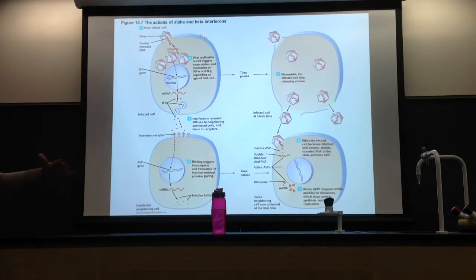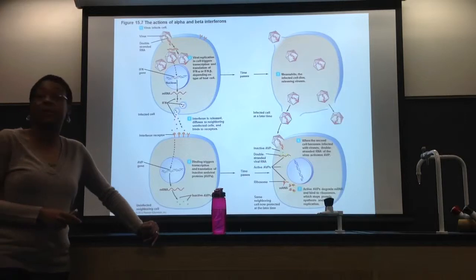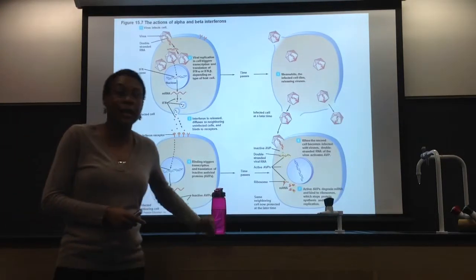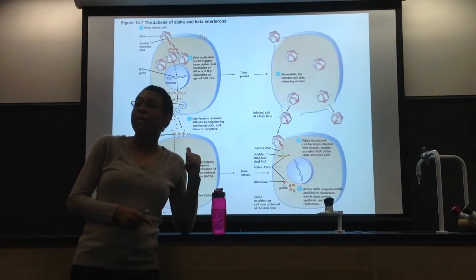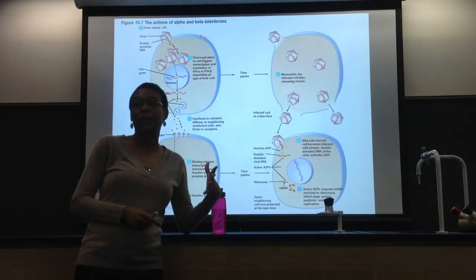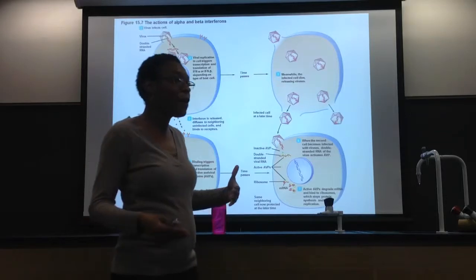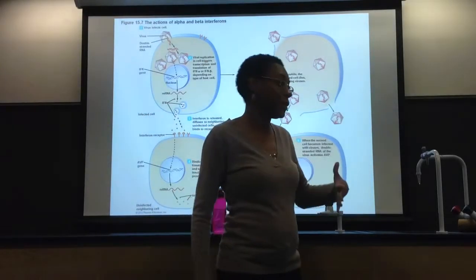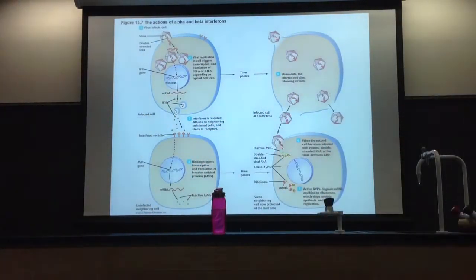Now, of course, the cell is affected too. It's not selective. Keep that in mind. If you're not making viral mRNA, you're also not making your own mRNA. If you're not making proteins for viruses, you're also not making your own protein. Here's the difference. Even though the cell is affected too, this process only lasts for about 3 to 4 days. It's long enough to get rid of the viral infection without this poor cell dying in the process. Got it? So that's how interferons work.